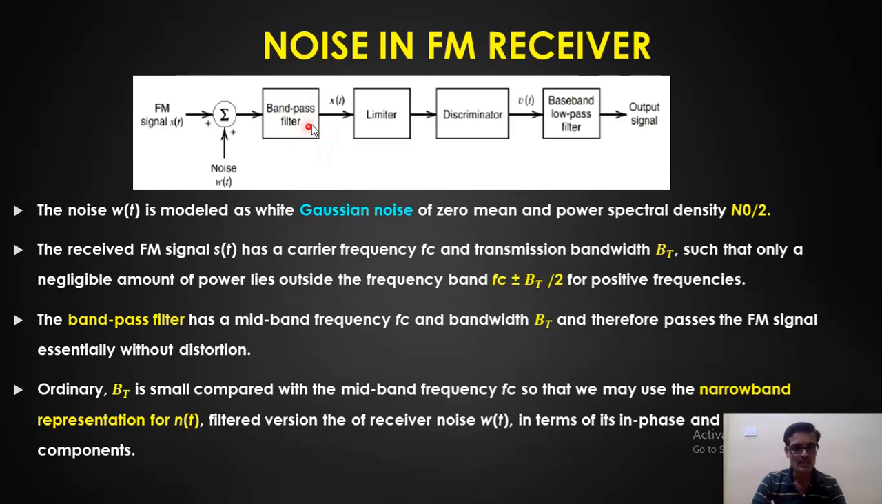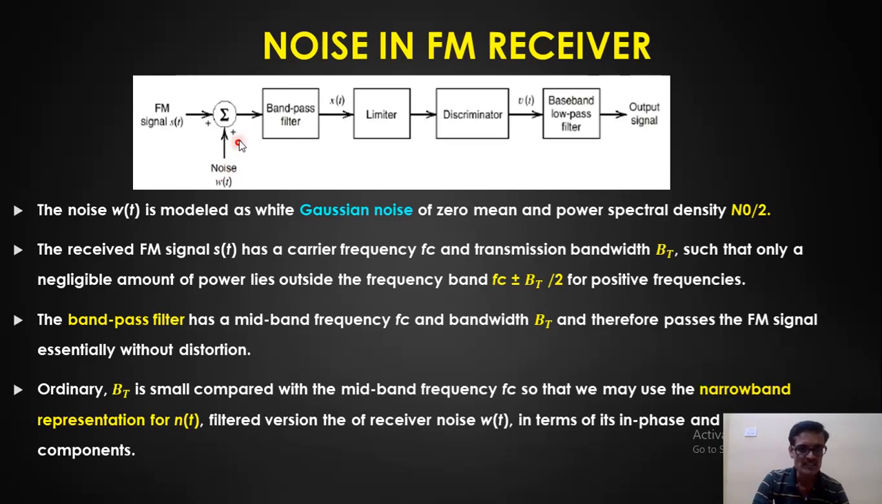So the transmission bandwidth of this band pass filter, or you can say the pass band of this band pass filter, is restricted to around 200 kilohertz, that is BT. It is centered around fc with the overall bandwidth of plus or minus BT by 2. That is the bandwidth of this filter.